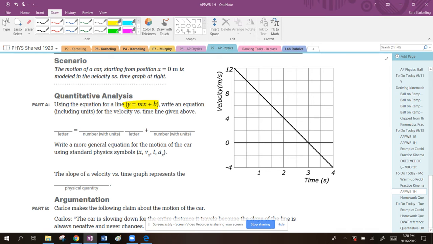So what corresponds to the y-axis? Velocity. It's true. What goes in here? The number with units. The slope. What did you get for the slope? Oh, yeah. -4. -4 what? Meters per second? Squared. Why squared?